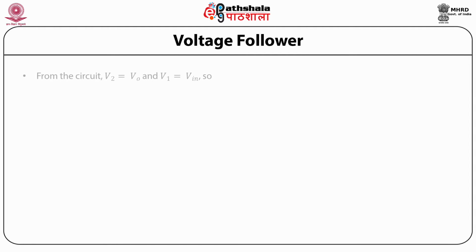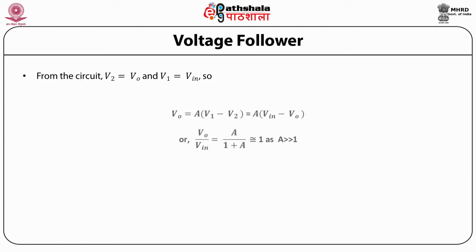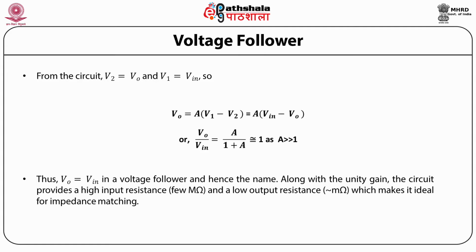It can be observed from the circuit that V2 is equal to V0 and V1 is equal to Vin, so that V0 is equal to A times (V1 minus V2), which equals A times (Vin minus V0), or I can say the ratio V0 by Vin is equal to A divided by 1 plus A, which is approximately equal to 1 as A is much greater than 1. Thus, V0 is Vin in a voltage follower and hence is the name given.